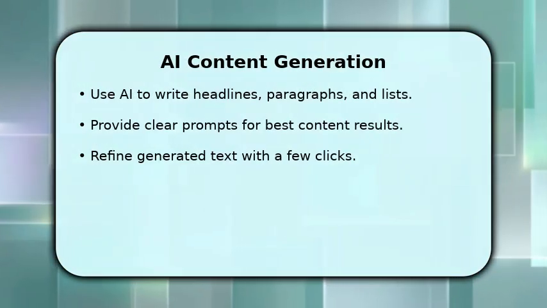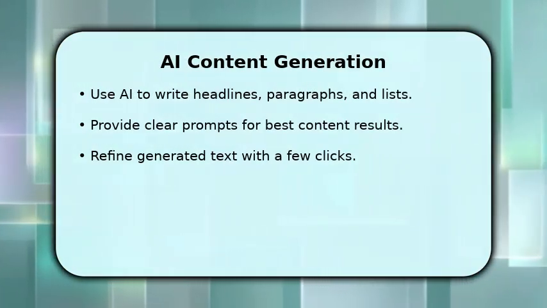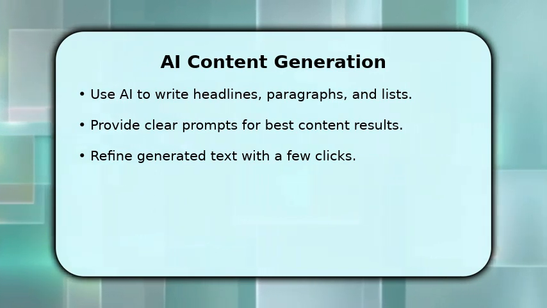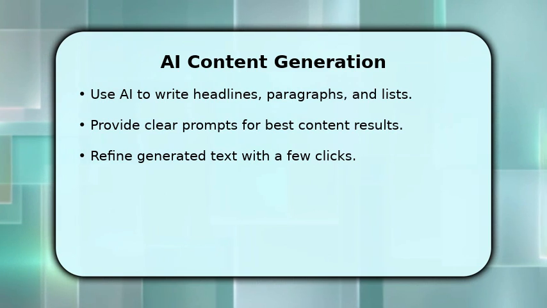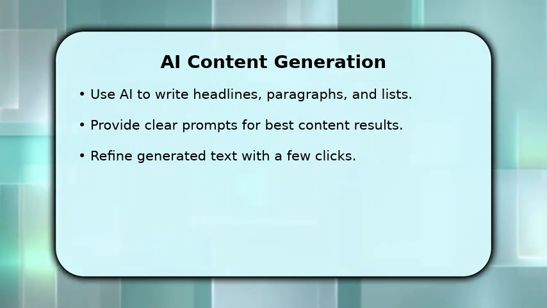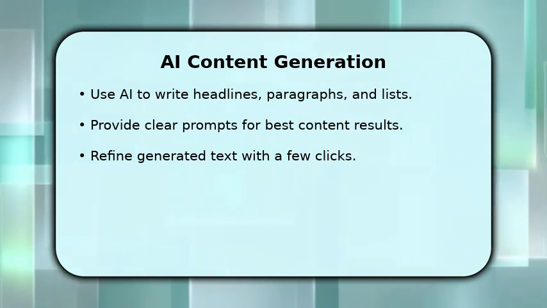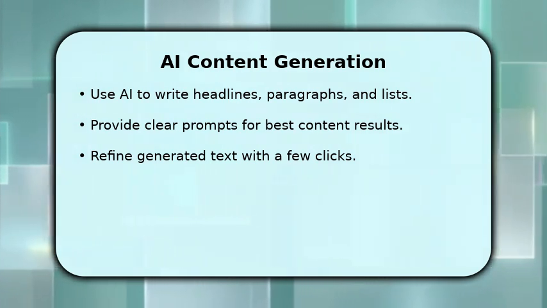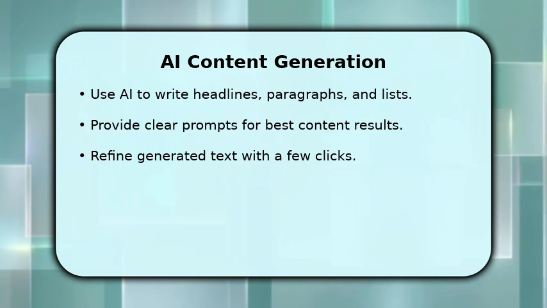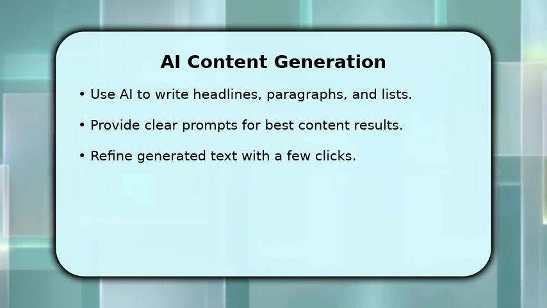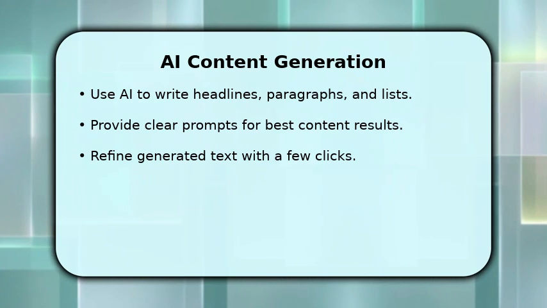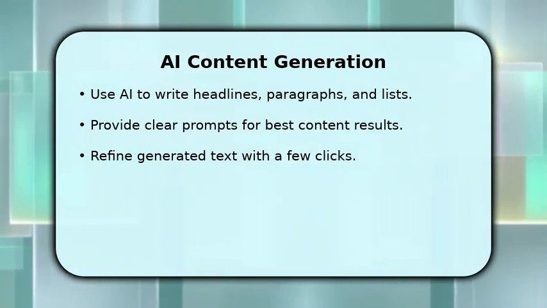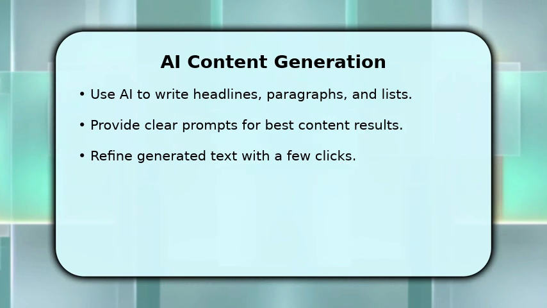Elementor AI excels at generating various forms of content. Simply select a text widget, click the AI icon, and input your desired prompt. For example, ask it to write a compelling headline for a new product launch or create 3 bullet points about sustainable living. The AI will then provide suggestions you can insert directly or modify. This feature is incredibly useful for overcoming writer's block and quickly populating your pages with relevant, engaging text.